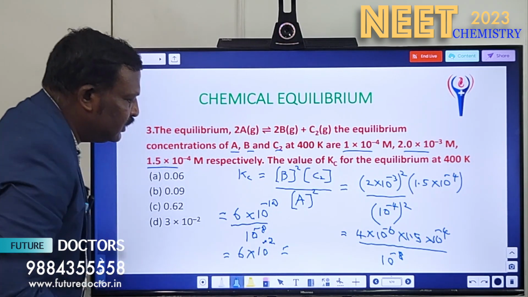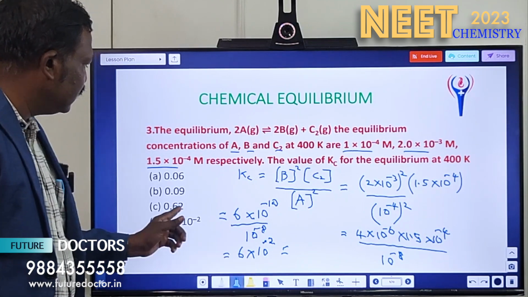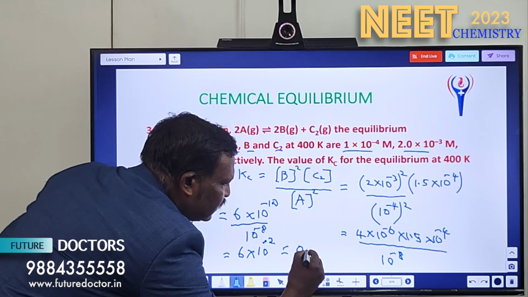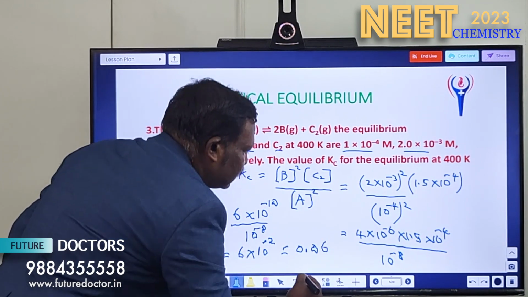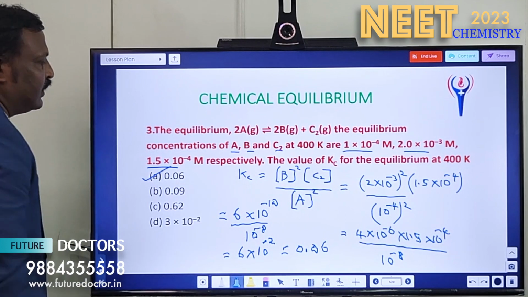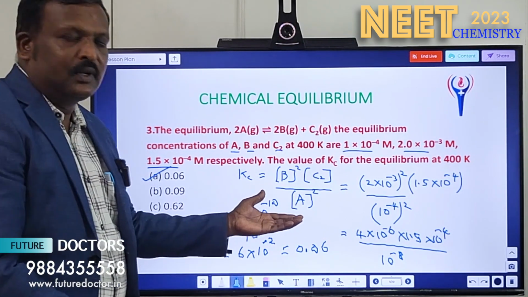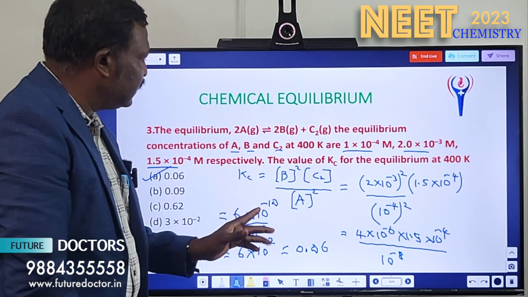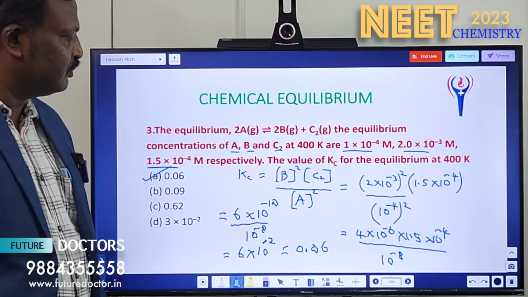Understood? Okay. Then this is 1 by 100, no. So the answer is 0.006. Understood? So among these, A is the correct one. Are you following? I simply substitute. Product by reactant, then substitute the values, you can get Kc. It's a simple one. It's a very simple sum.